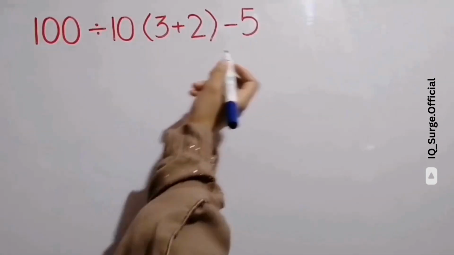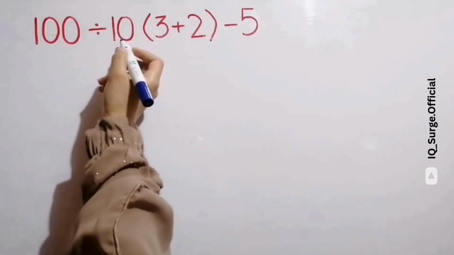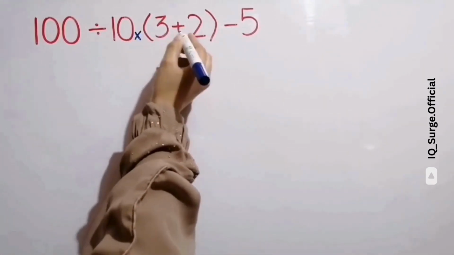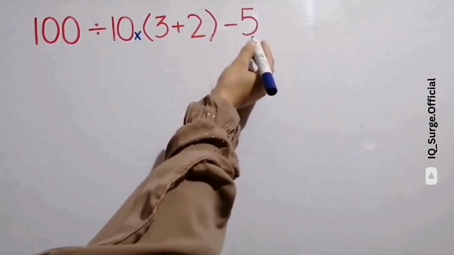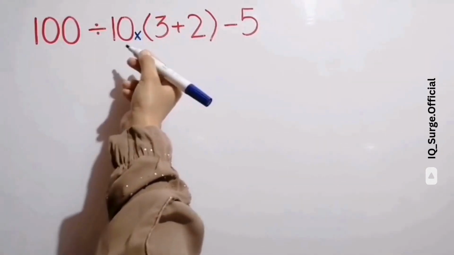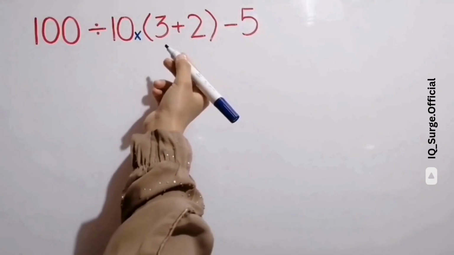What is the value of the expression 100 divided by 10 then times 3 plus 2 inside the parentheses and finally minus 5? This expression is actually very easy, but it tricks 99% of people.